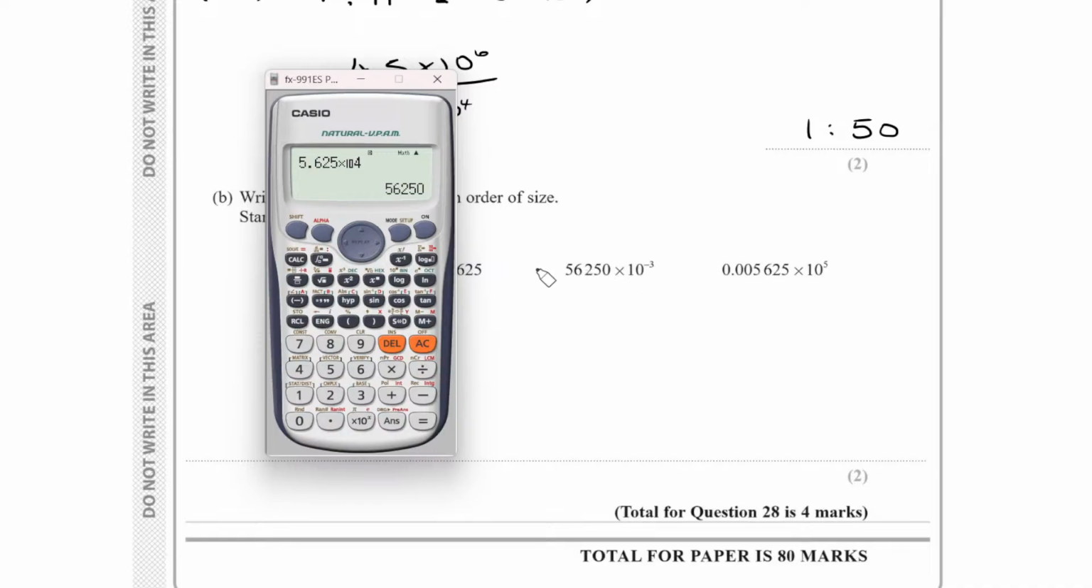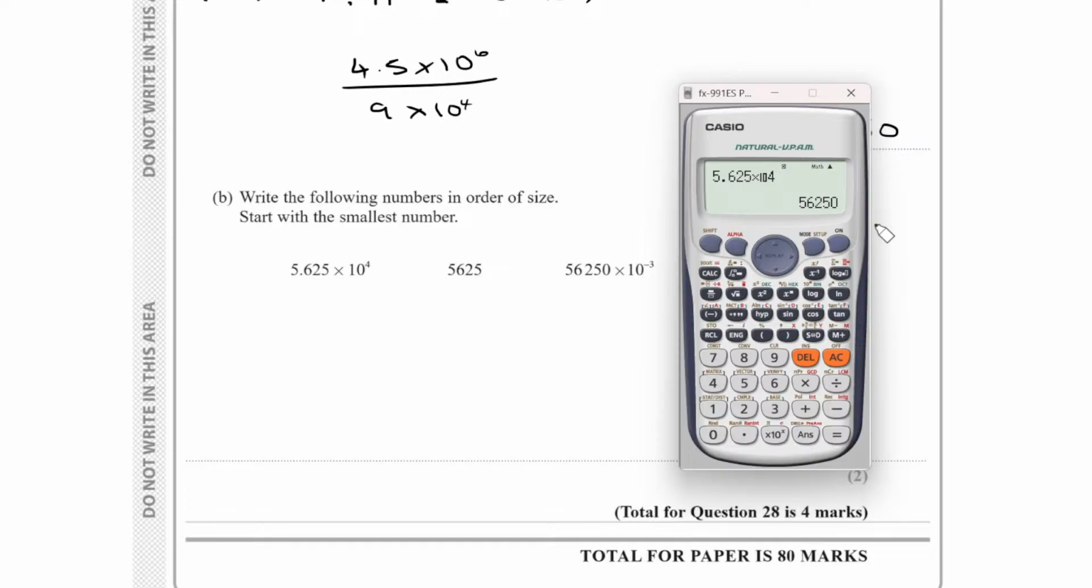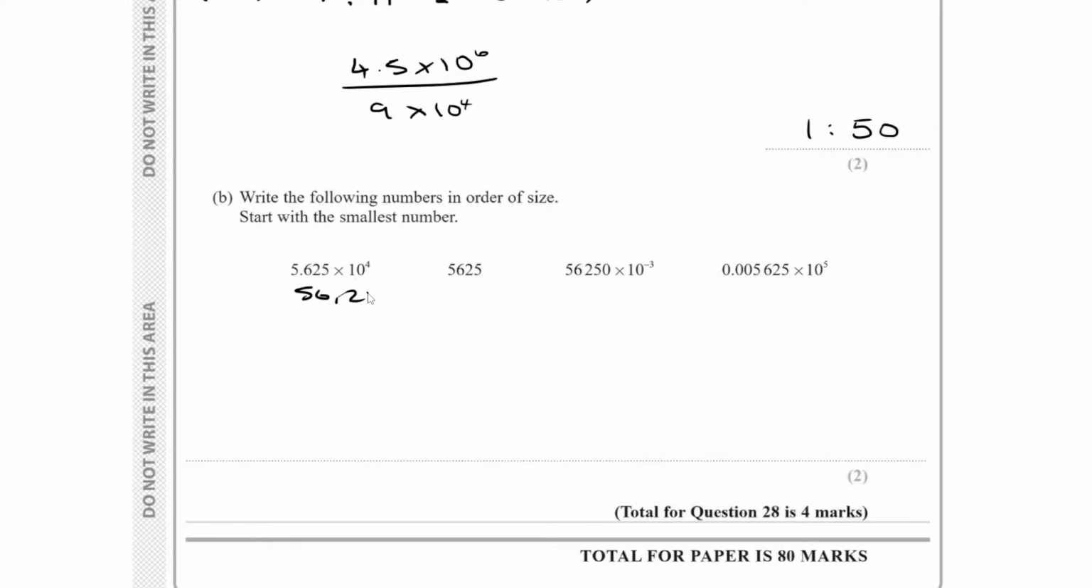Yours might, because yours will be a newer calculator, so I don't know, but just check. You can obviously work it out yourself, or you could try and use the calculator. So that one's 56,250. So you can see that one's already bigger than this one, isn't it?